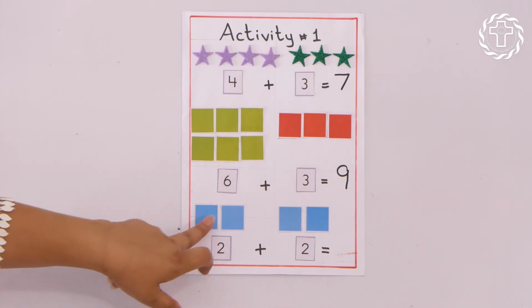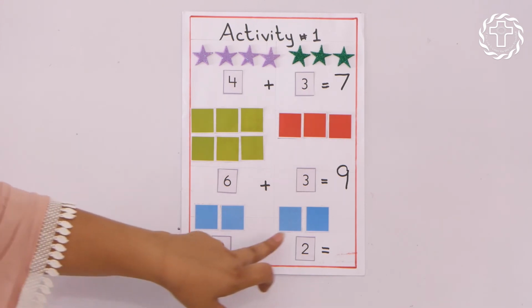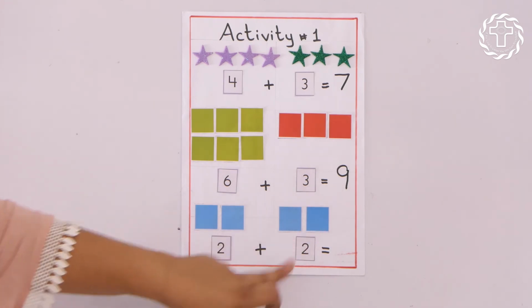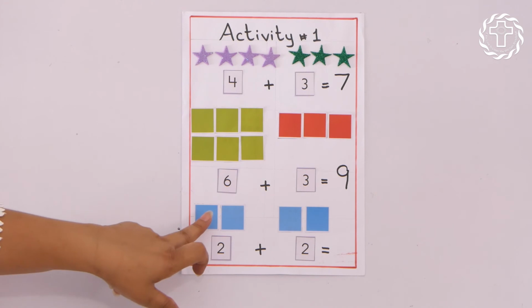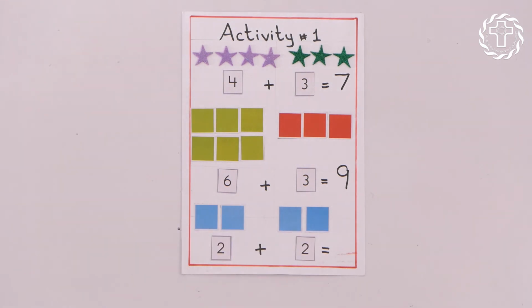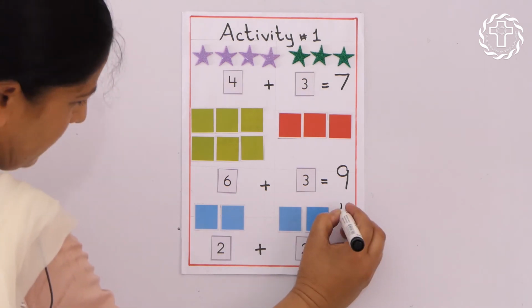Okay, these are blue squares. Let's count. 1, 2. They are 2 and then 1, 2. They are 2. How many altogether? Let's count. 1, 2, 3, 4. They are 4 squares.